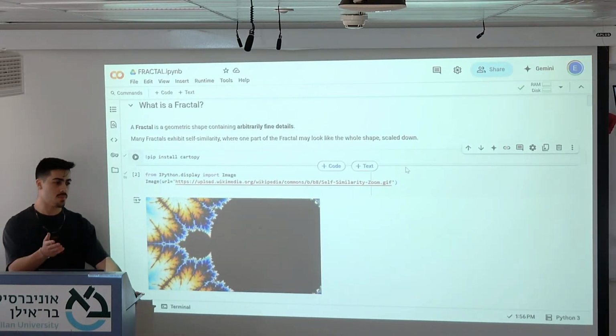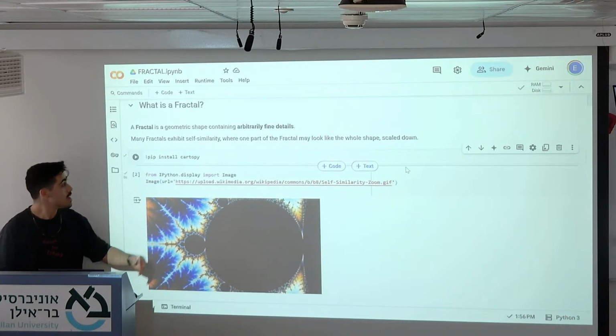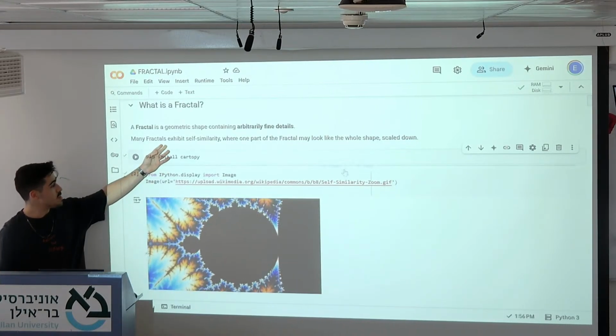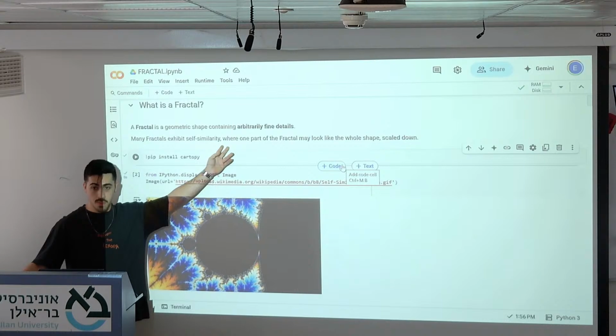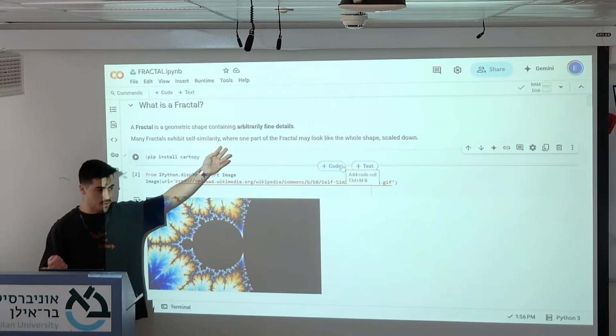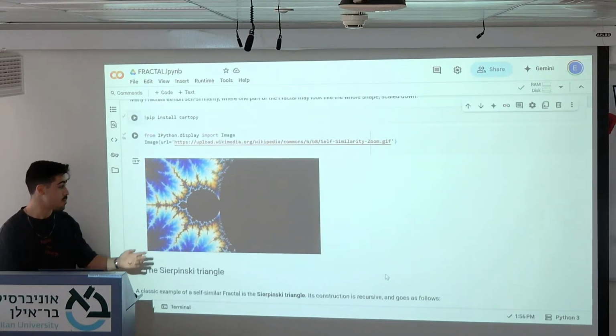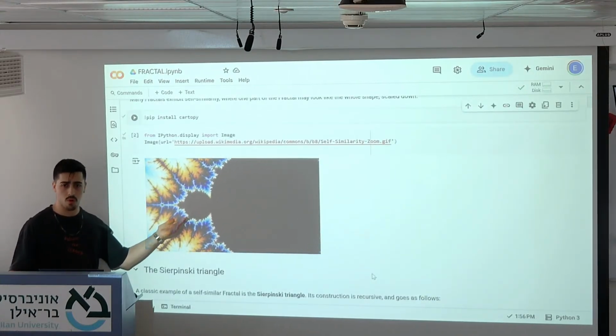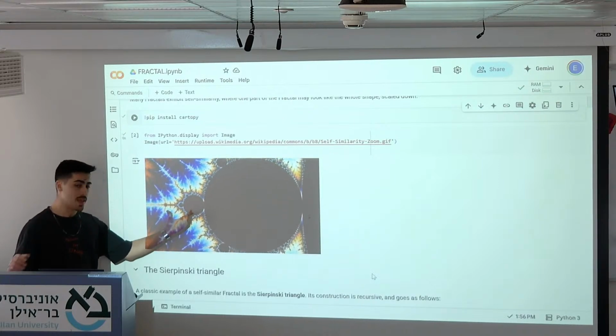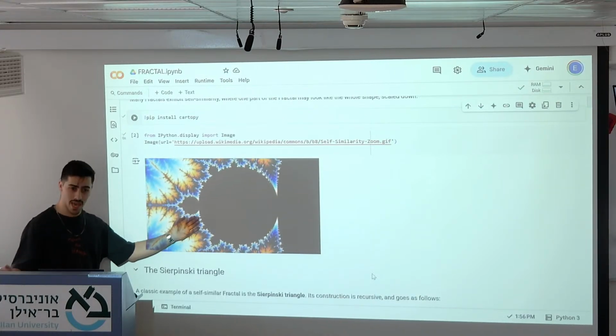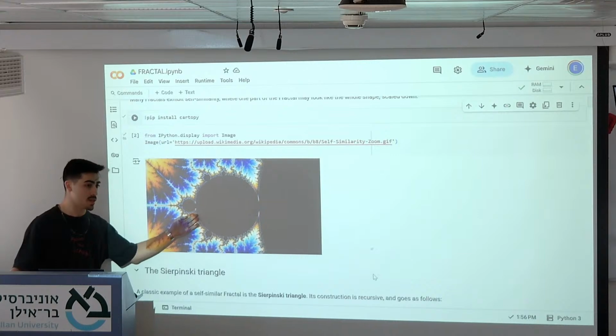And you talked about scale invariance. A lot of fractals exhibit self-similarity, which means that when you zoom in enough on them, you will see another copy of themselves. For example, the Mandelbrot set, or at least a part of it, looks like this. You zoom in enough, and it looks again like the same thing, right? So that's self-similarity.